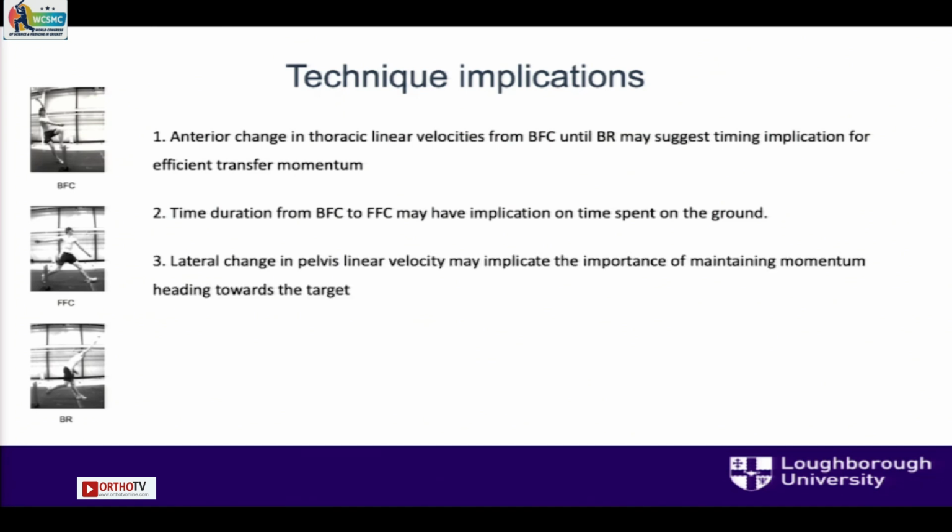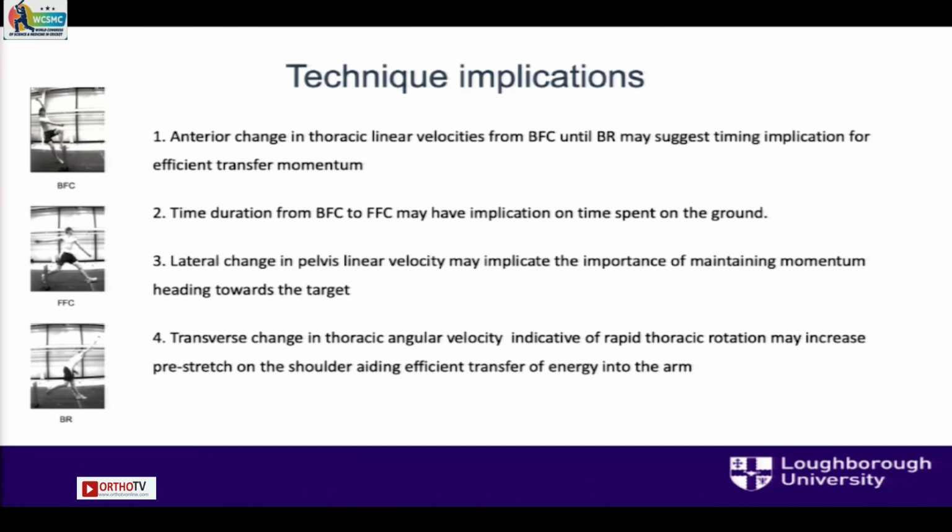Lateral change in pelvis velocity may implicate the importance of maintaining momentum towards the target, rather than deviating from the line. And the transverse change in thoracic angular velocity could be indicative of rapid thoracic rotation that may increase the pre-stretch, aiding efficient transfer of energy into the arm.